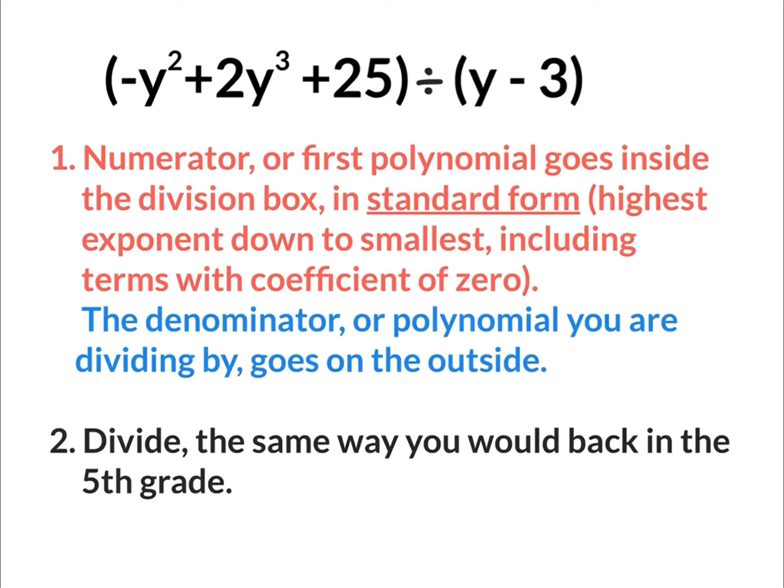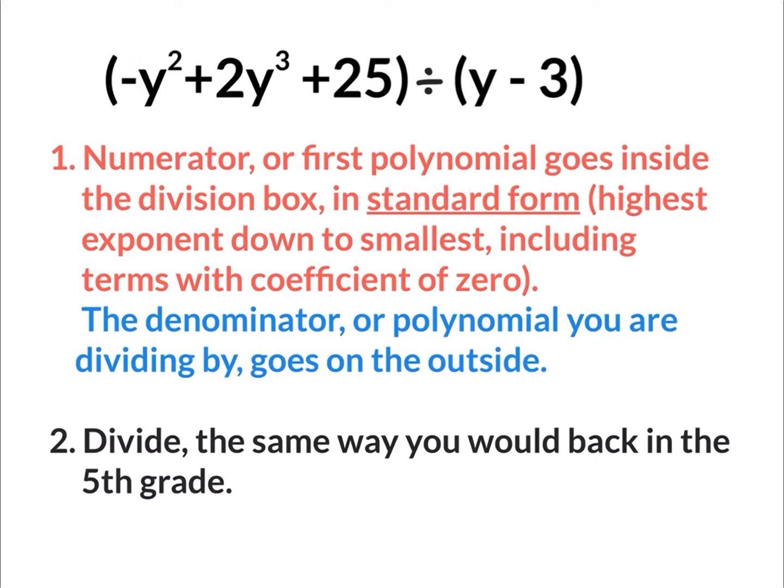Now, I want you to copy down this guy up here. Copy it down exactly the way it is. And you don't have to copy down these notes that I wrote down. I'm just going to explain to you what I wrote. The numerator, or the first polynomial, goes inside of the division box. We already know that. This guy's going to go inside of the division box.